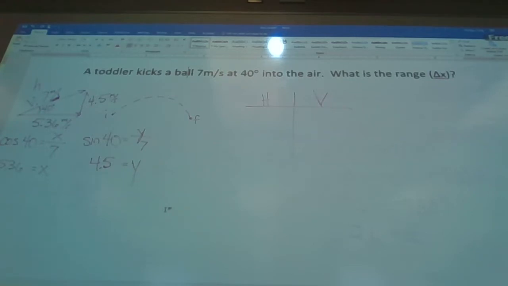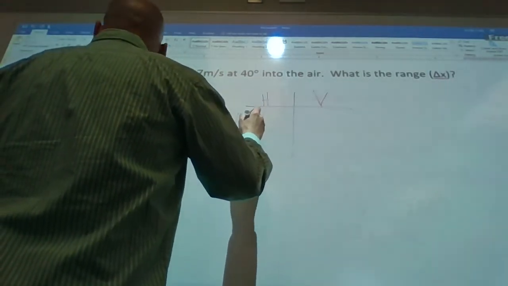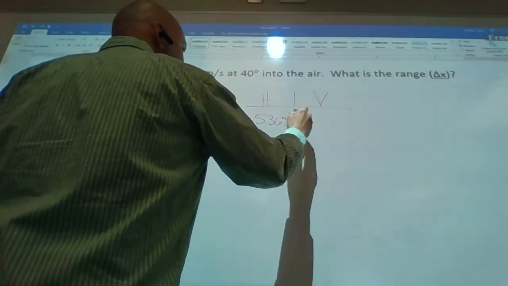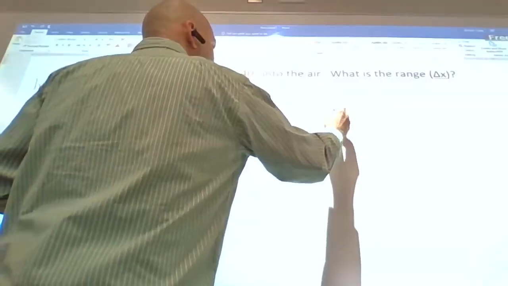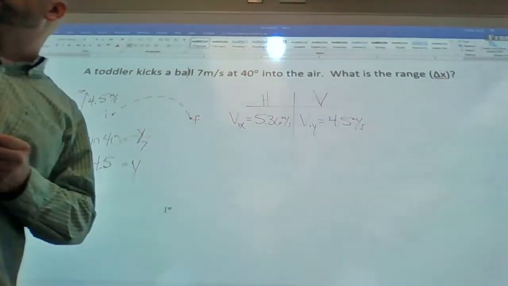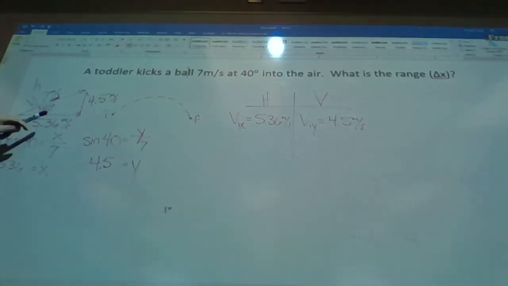So what this tells us is our initial horizontal velocity is 5.36 meters per second. Our initial vertical velocity is 4.5 meters per second. Okay, good with that. These are not distances, these are velocities. Okay, so can carry on.